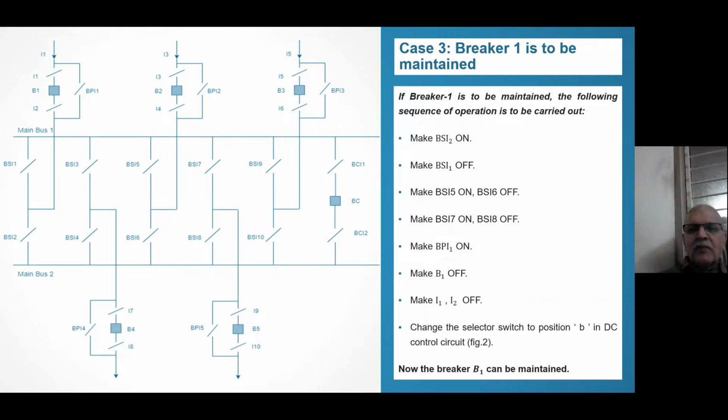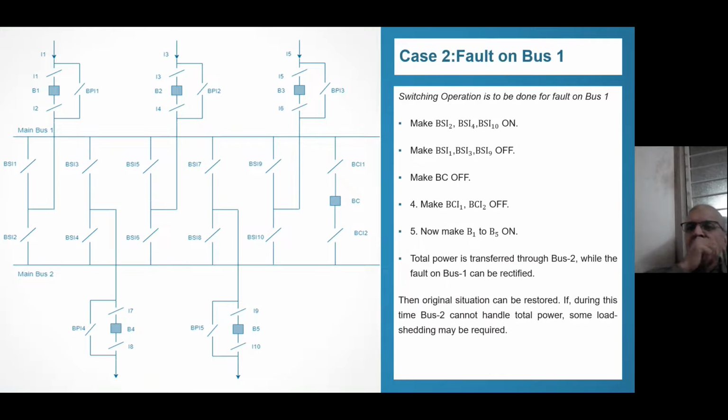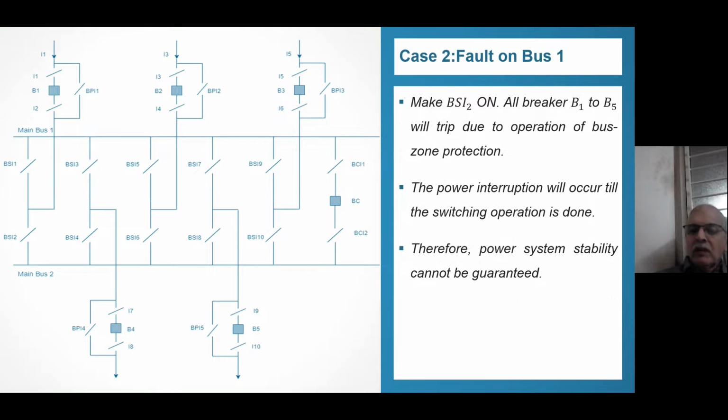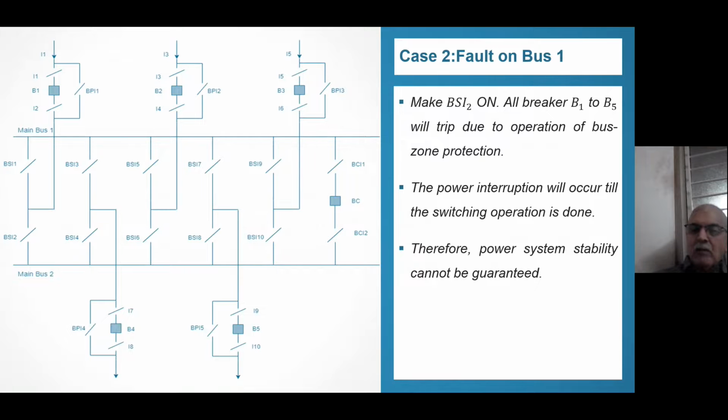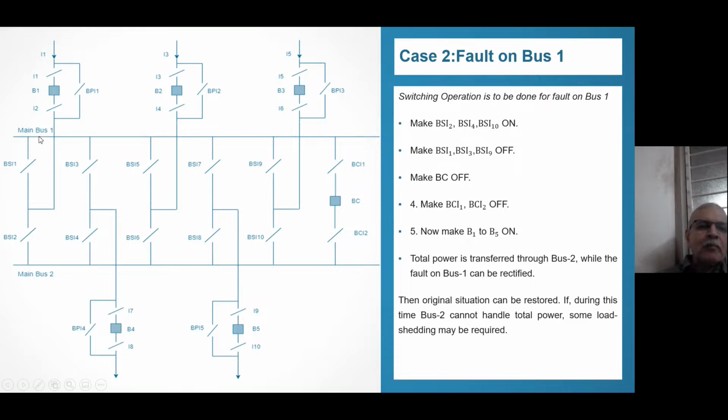If I go further, breaker 1 is to be maintained. Before that, fault on bus 1. I'm not talking about the breaker maintenance, but breaker maintenance also can be done like that. If you want to maintain breaker 1, then there is no problem. You do the same sequence as you do for fault. Main bus 1 is empty. Maintain that bus and then make everything regular as it is. If you want to maintain bus 2, evacuate bus 2, and then once the maintenance is over, make everything as normal, right?